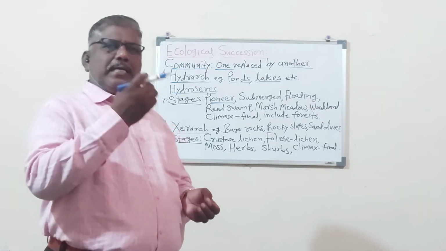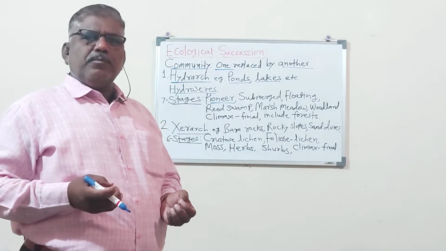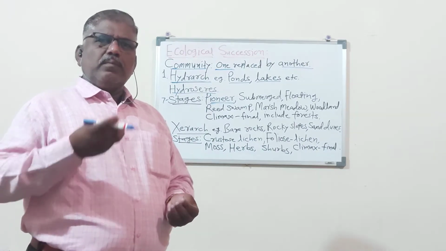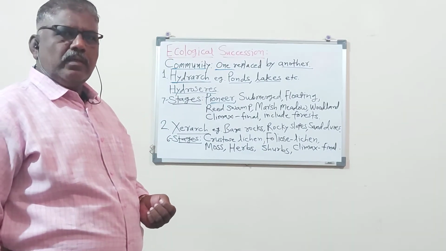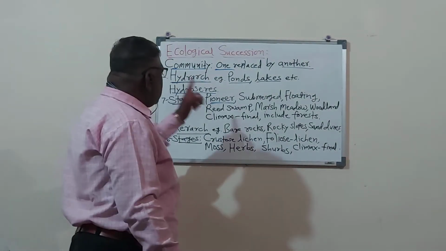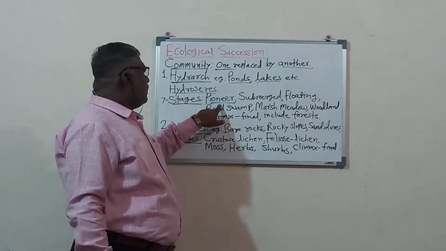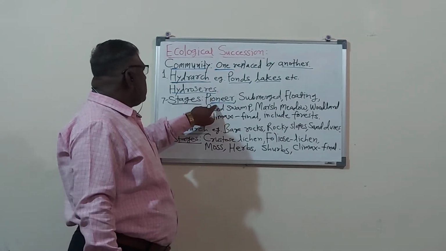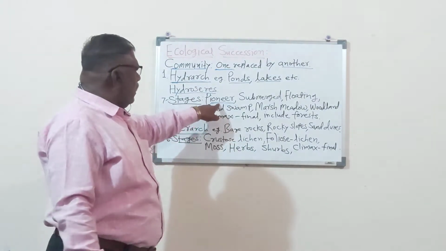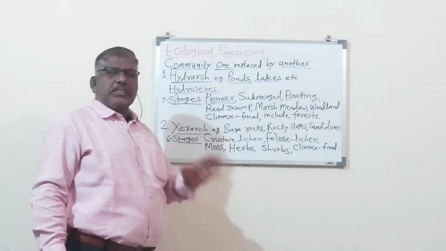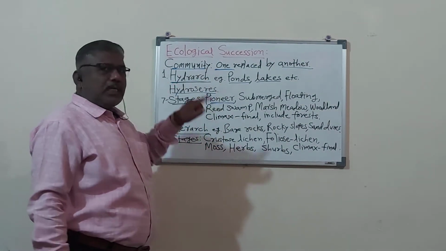So algae started. After some days, after development of this microscopic plant community, the phytoplankton community, another community is developed, that is the zooplankton community. The zooplankton are eating the phytoplankton. So a community is developed there. That stage of the hydrosere is called the pioneer stage, the first stage of the ecological succession.